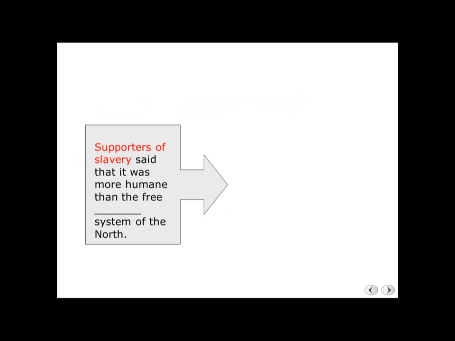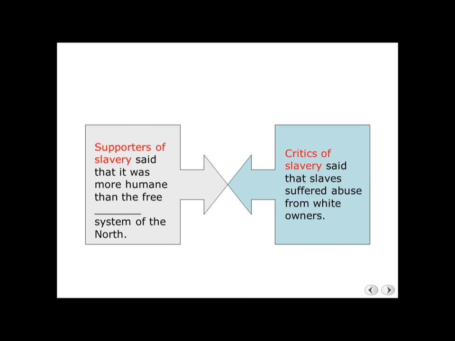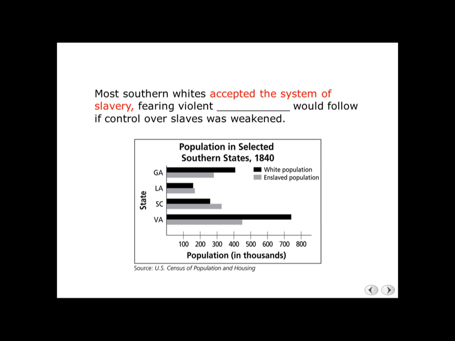Supporters of slavery said that it was more humane than the free labor system of the North. Critics of slavery said that slaves suffered abuse from white owners. Many Southern whites accepted the slave system, fearing violent uprisings would follow if control over slaves was weakened. So again, the South feared that more slave revolts would just create more violence.